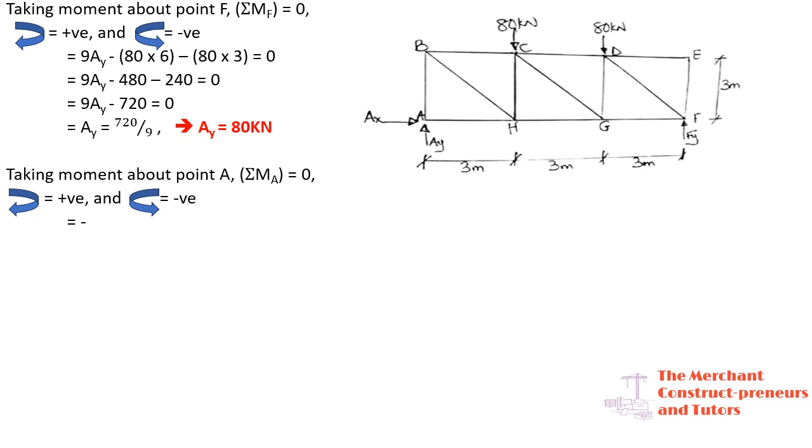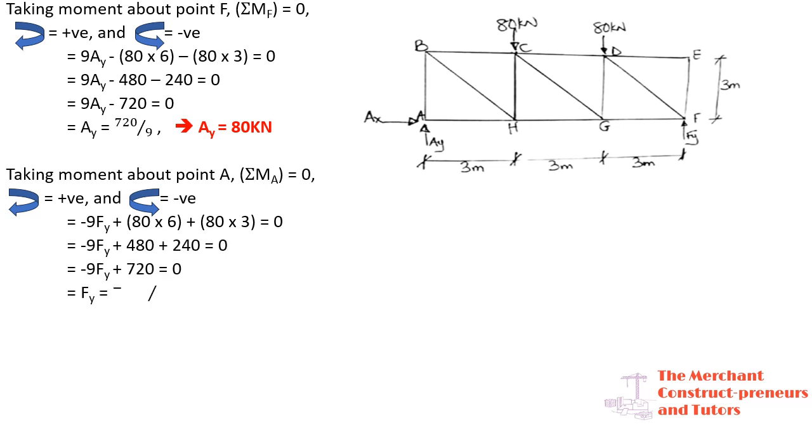Moving over to the next one, taking moment about point A equals 0. We're doing the same thing. FY is moving in the anticlockwise direction towards A at a distance of 9 meters. That's why I have minus 9 FY here. Then for the other ones, 80 kilonewton at point D at a distance of 6 meters, and 80 kilonewton at point C at a distance of 3 meters to point A. When you do your mathematical computation, you have FY as 80 kilonewton.